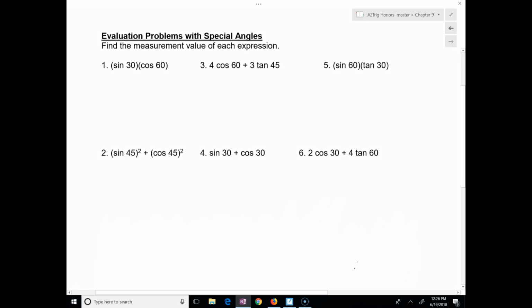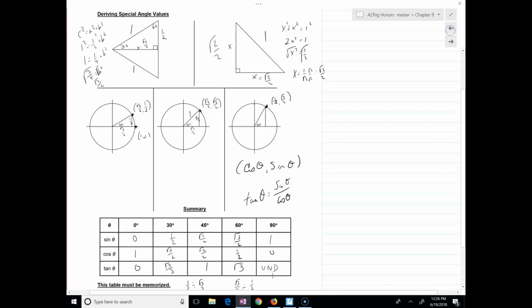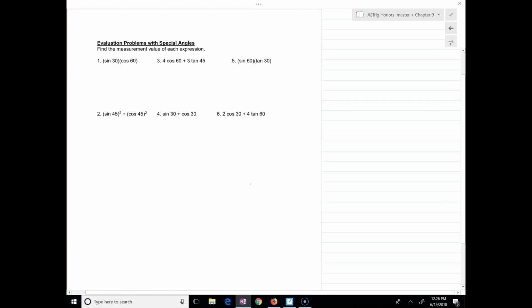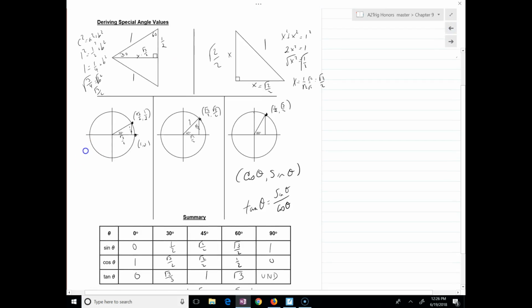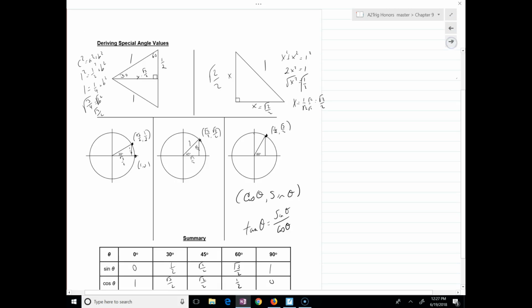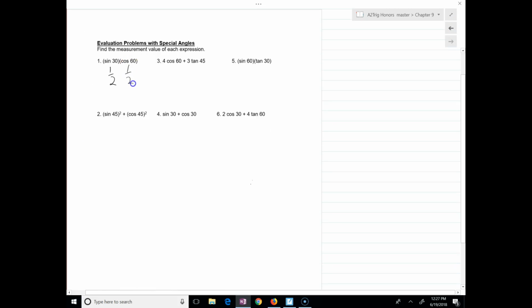Okay. The sine of 30, if I go back and look at my chart, sine of 30 is 1/2. So it's 1/2, there we go, times the cosine of 60. And again, the cosine of 60 is 1/2. So if you multiply these two, you actually will get 1/4.